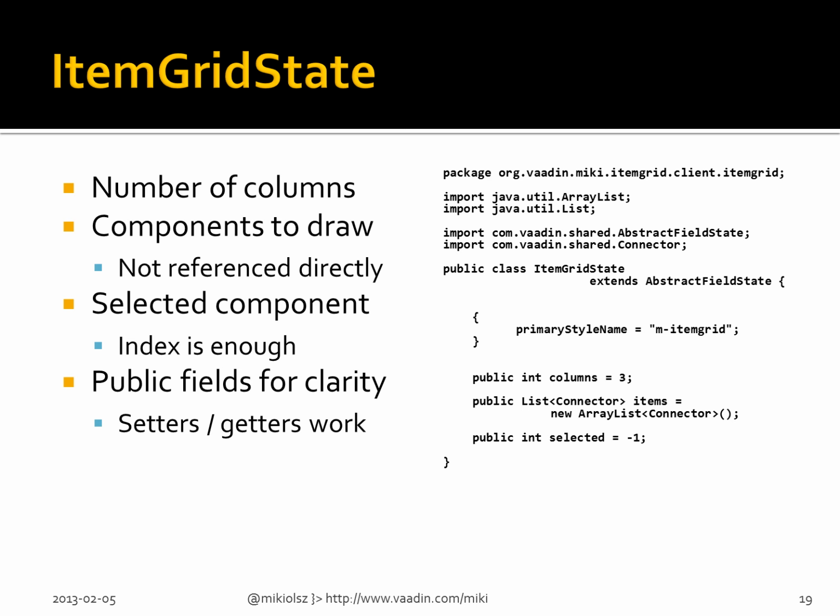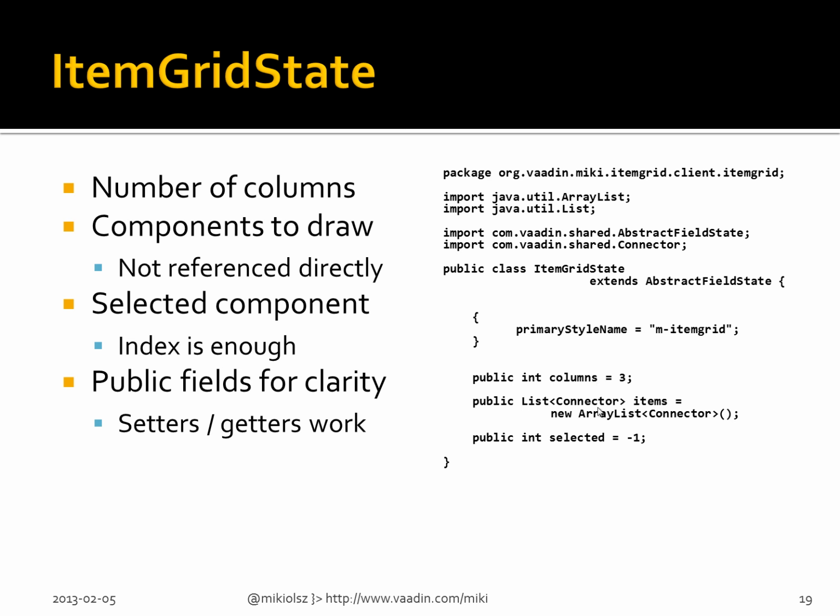And what I decided to use for clarity is public fields instead of setters and getters, so you hopefully can see some of the state on the right hand side. So there is a constructor that assigns primary style name, and then there is a field with number of columns. By default there are 3 columns.